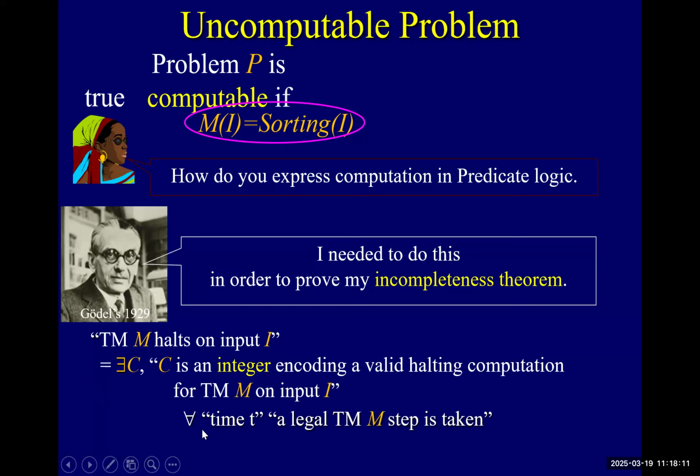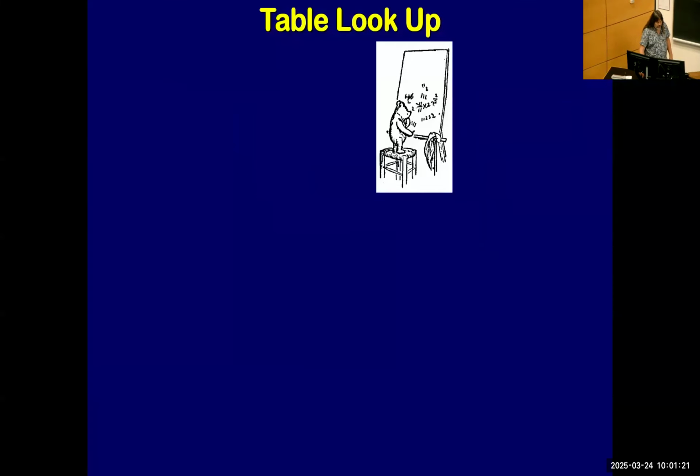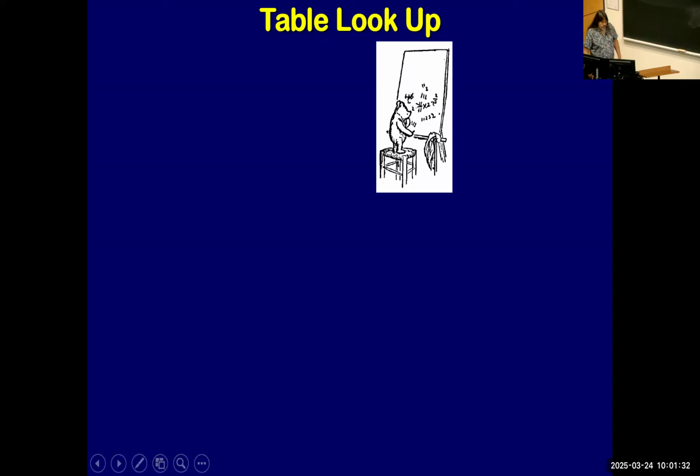And then what do I want to say? I want to say for every time step, this integer, which is encoding this computation, is taking a valid step for my Turing machine. And that's pretty amazing, right? We can do this. Turing machines are a model of computation. Java is a model of computation. And this is just another model.